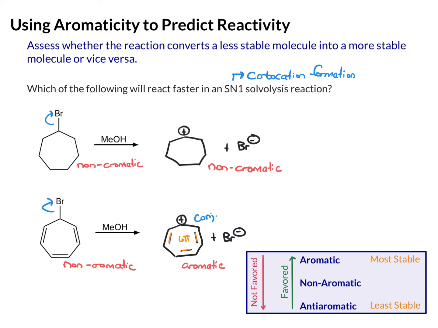So what we've done here is we've gone from something non-aromatic up to something aromatic. We're going from something less stable to more stable. That is a favored step. That means the second reaction is going to be a faster SN1.